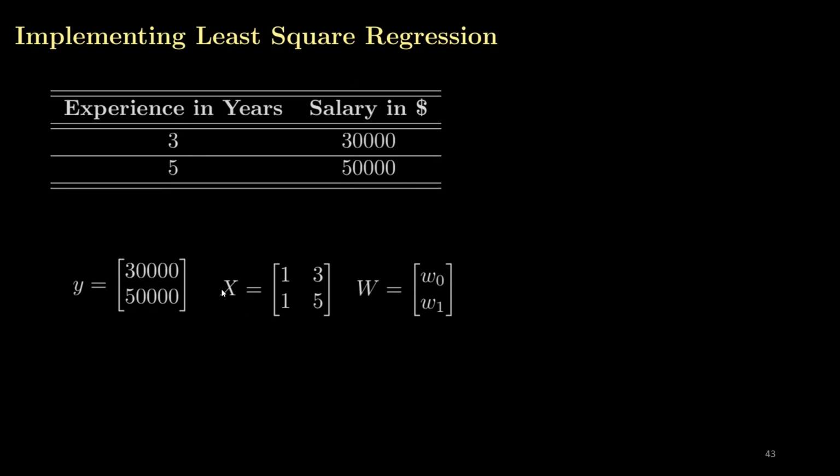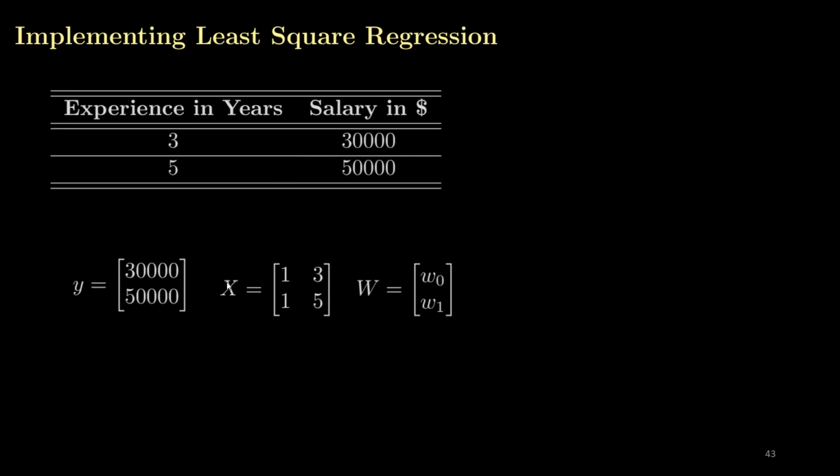Next, we have a feature matrix. We have only one feature. The values are 3 and 5. So these two values are at the second column of X. Then we have only one weight because we have one feature, and we have one bias. So this is our weight or W matrix.